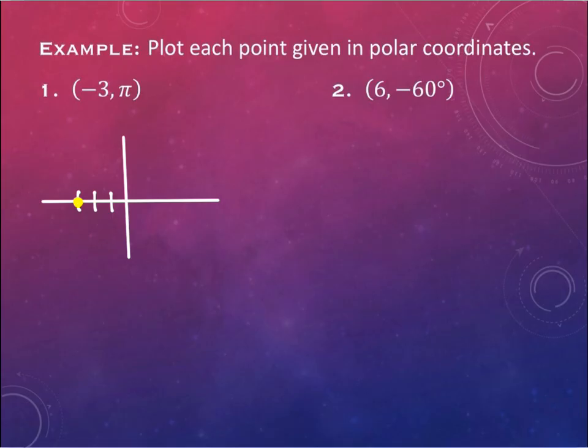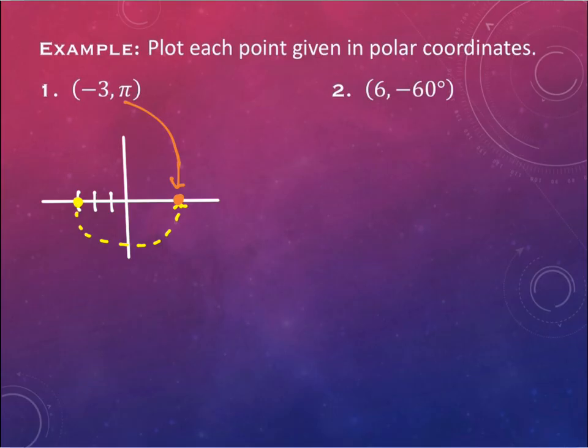If I rotate around pi, where am I going to end up? On the positive x-axis, right? This is going to put us all the way over here. So this right here, and I'll change the color, we'll make it orange, is our final point. This is the point we're plotting. So this point right here is the point (-3, pi).